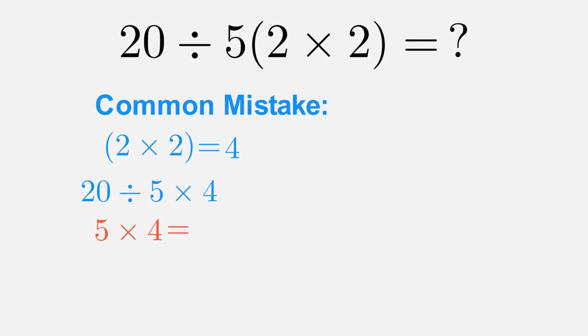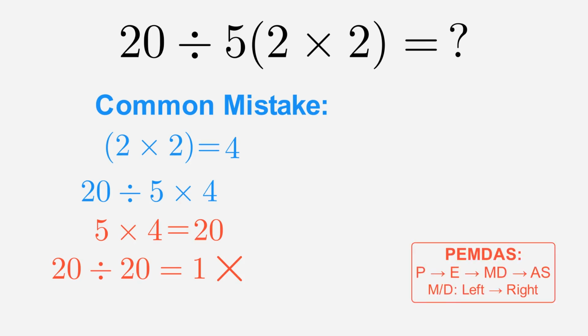And here's where people mess up. They think 5 times 4 is 20, so 20 divided by 20 is 1. Sounds right, doesn't it? It's not. That parenthesis doesn't glue the 5 to the 4. Once you solve what's inside the parentheses, you just have division and multiplication sitting next to each other. And guess what? They're equal in priority, so you go left to right.